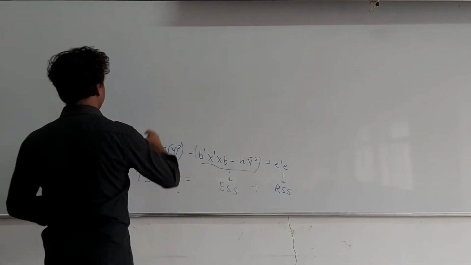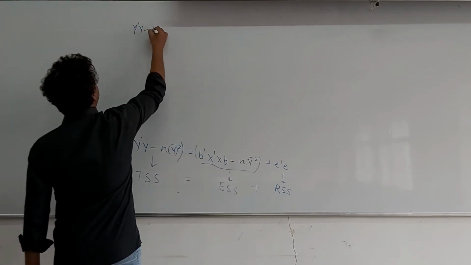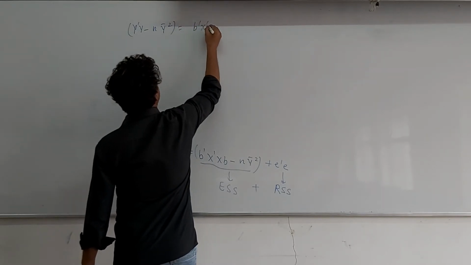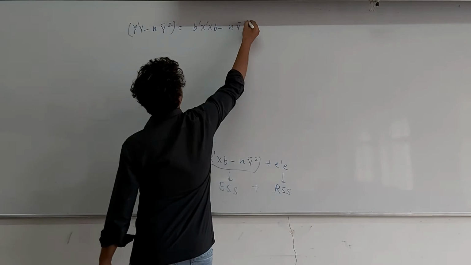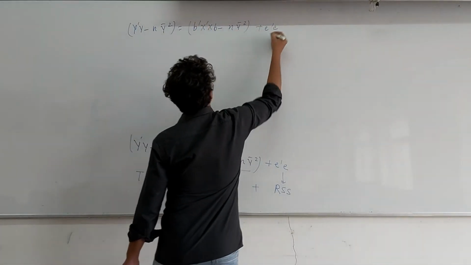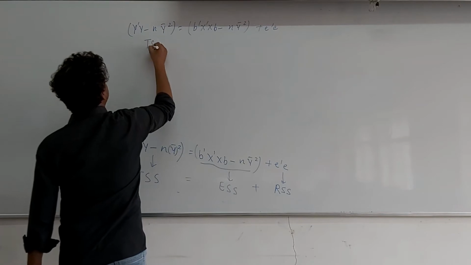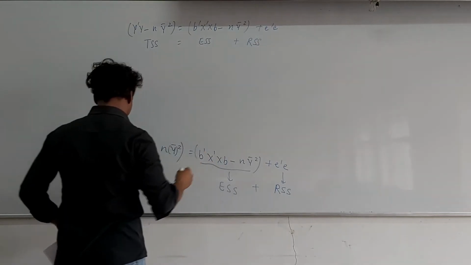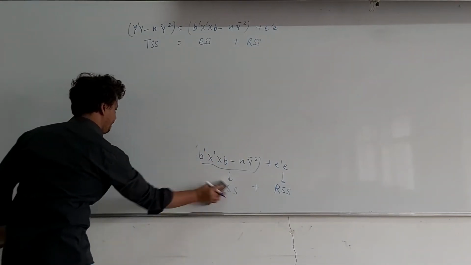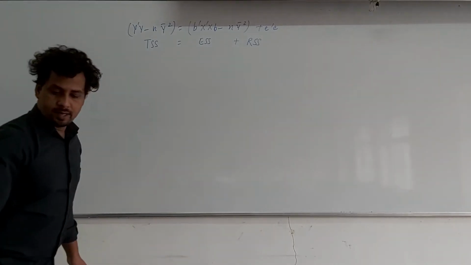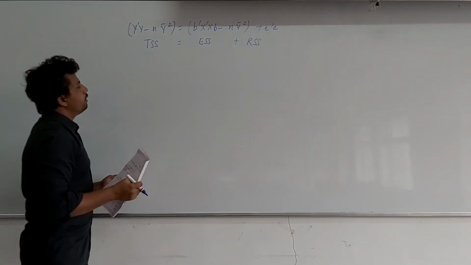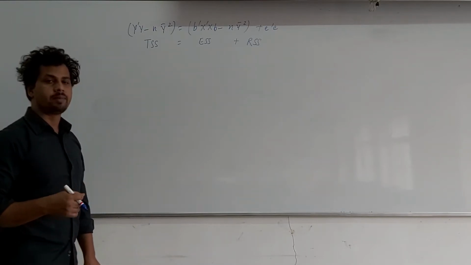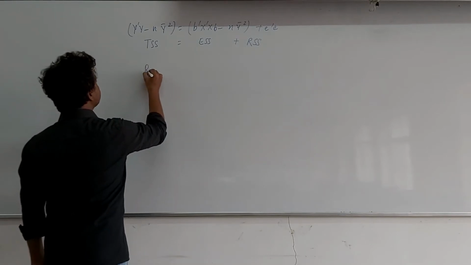So let me write it here: y transpose y minus n times mean square can be written as b transpose X transpose y minus n times mean square plus e transpose e, and this can also be understood as TSS is equal to ESS plus RSS. Now, a relationship can be derived over here, which is called the coefficient of multiple correlation, also denoted as R square.